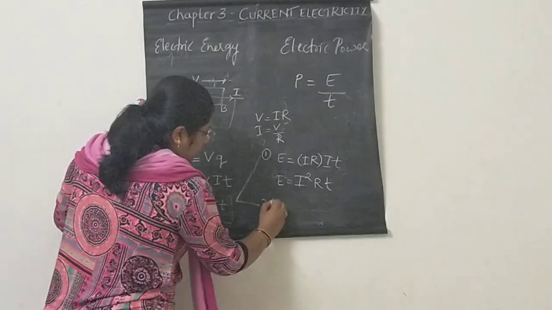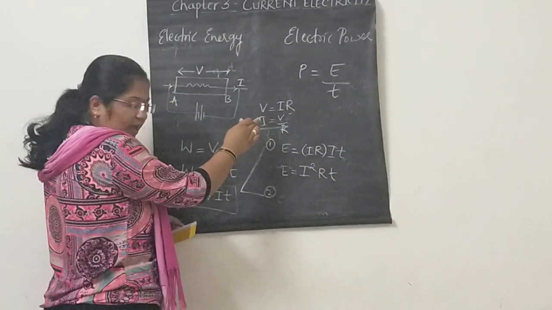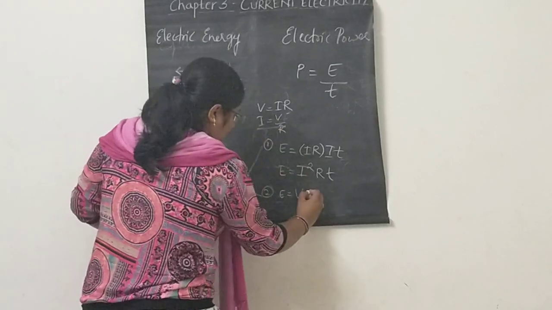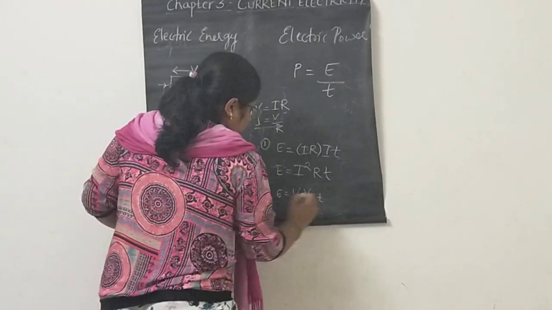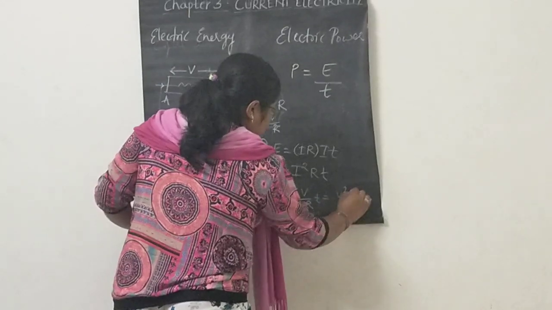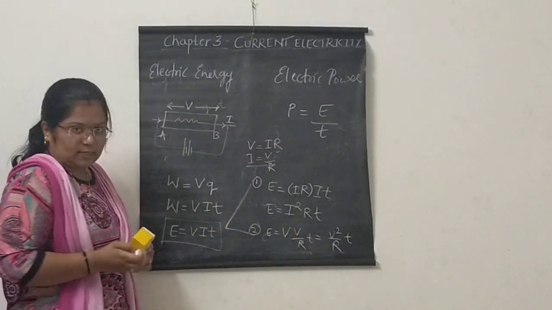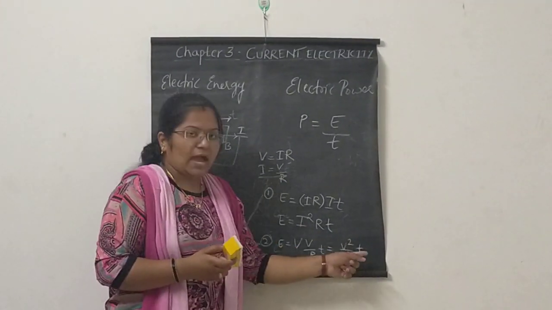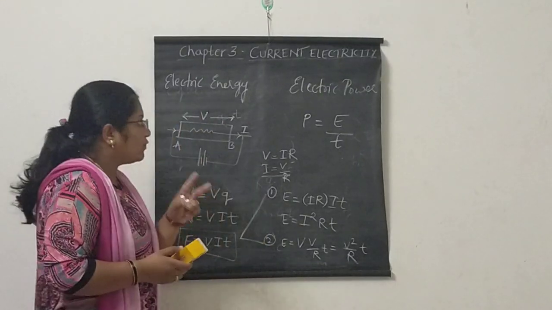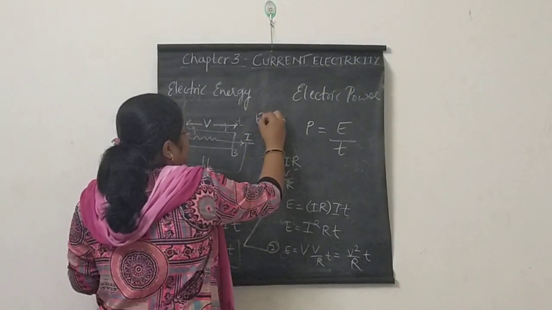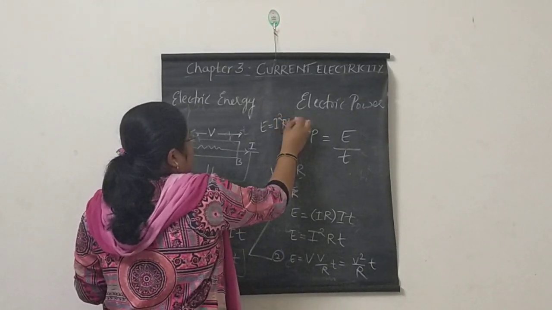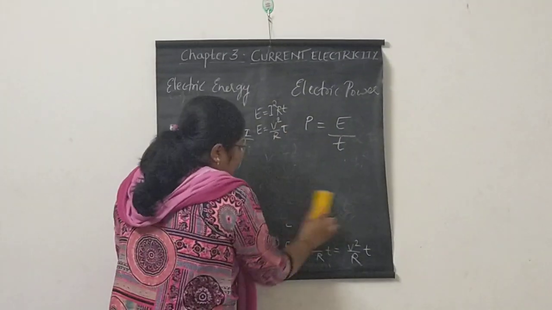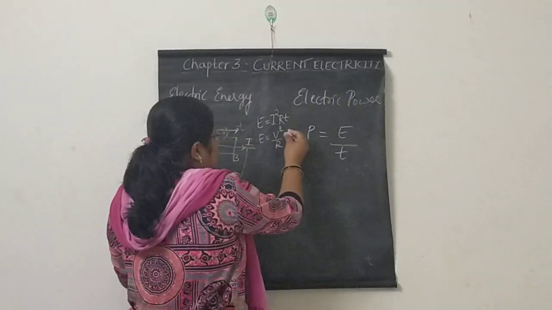Similarly, for the second you use I is equal to V by R. VIT is there. In the place of I you use V by R, into T. So what you get, E is equal to V square by R into T. So E is equal to I square RT and E is equal to V square by R into T are the two different forms of electrical energy. Let's write them. While studying the electric power, we use both these expressions.